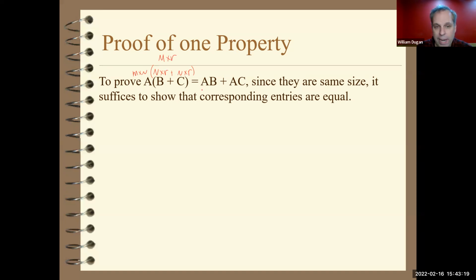But then we know what A and B's sizes are, so A times B would have to be an M by R matrix. And again, we know A and C's sizes. I just wrote them down. So that would also be an M by R matrix. And when you add them together, you get an M by R matrix. So yeah, that makes sense. At least these two matrices on the left and the right-hand side of this equation are the same size. So now I will show that the corresponding entries are equal. That will then say that the matrices are equal.